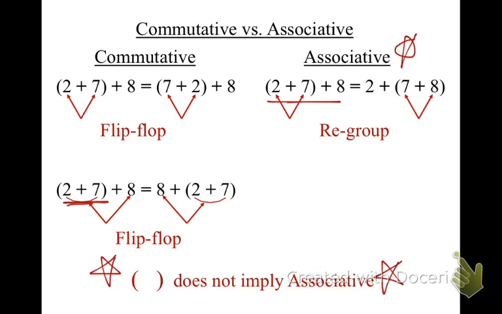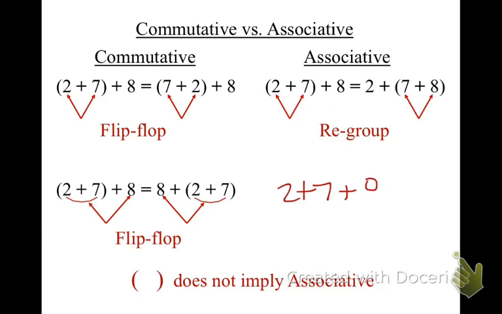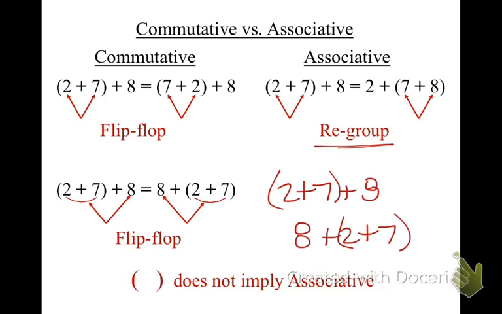The numbers should stay exactly the same, and all we did was move the parentheses. In this case, they flip-flopped it. They started with 2 plus 7 plus 8, and then they changed it to 8 plus 2 plus 7. Yes, they used parentheses, but did we actually regroup? No, we did not. That's why it's not associative. So be very careful. I want this in your notes.